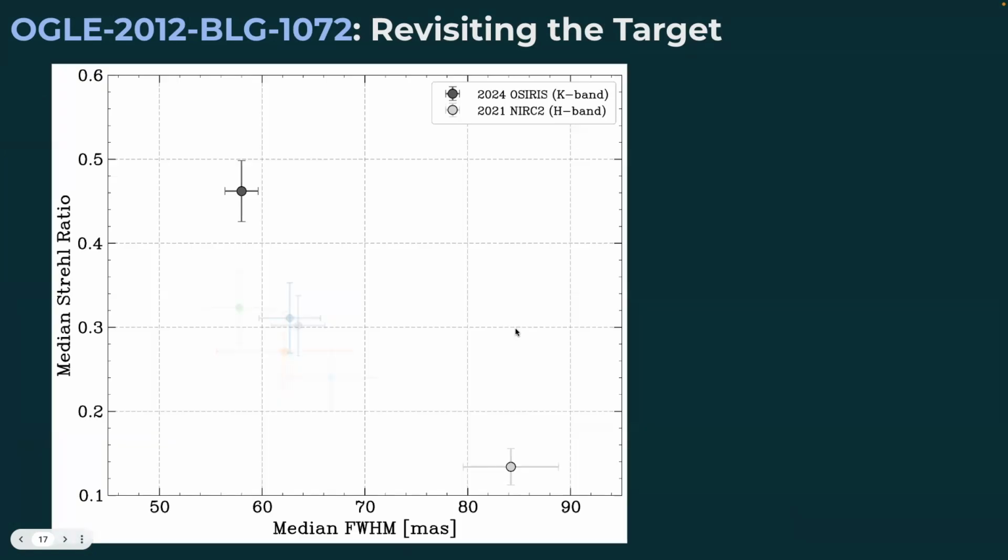So again, I'm bringing back up this Strehl and full width half max plot. These are the older MOA-II targets, very faint right here. So I'm only focusing on the new Keck data that we got on this target, and the Maratz 2024 data that was obtained in 2021. The new data is significantly higher image quality, with a smaller full width half max, better image quality generally.